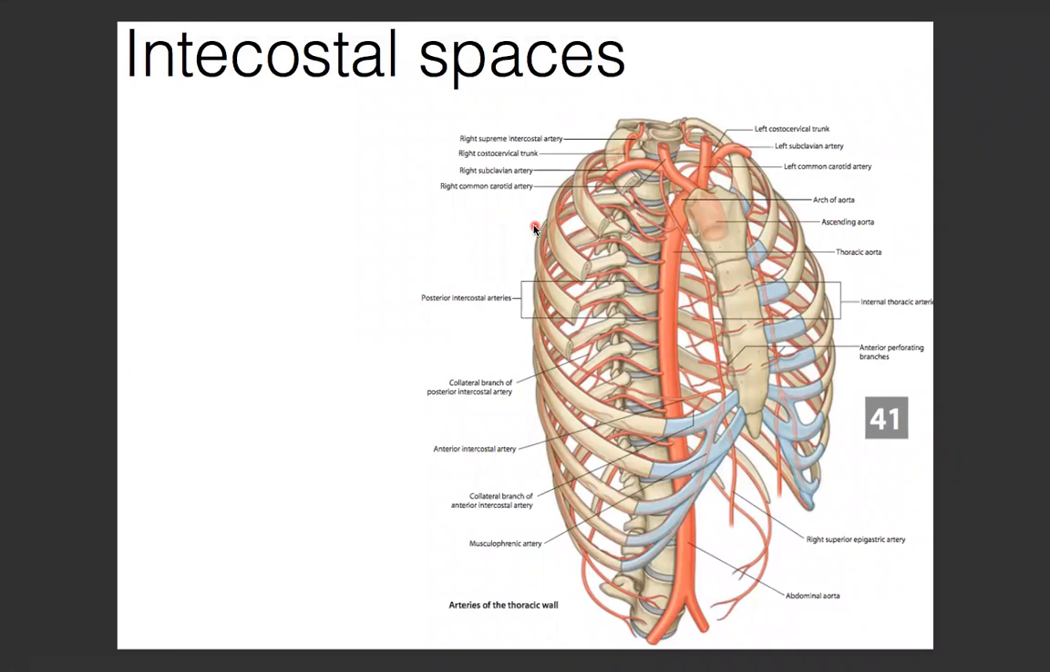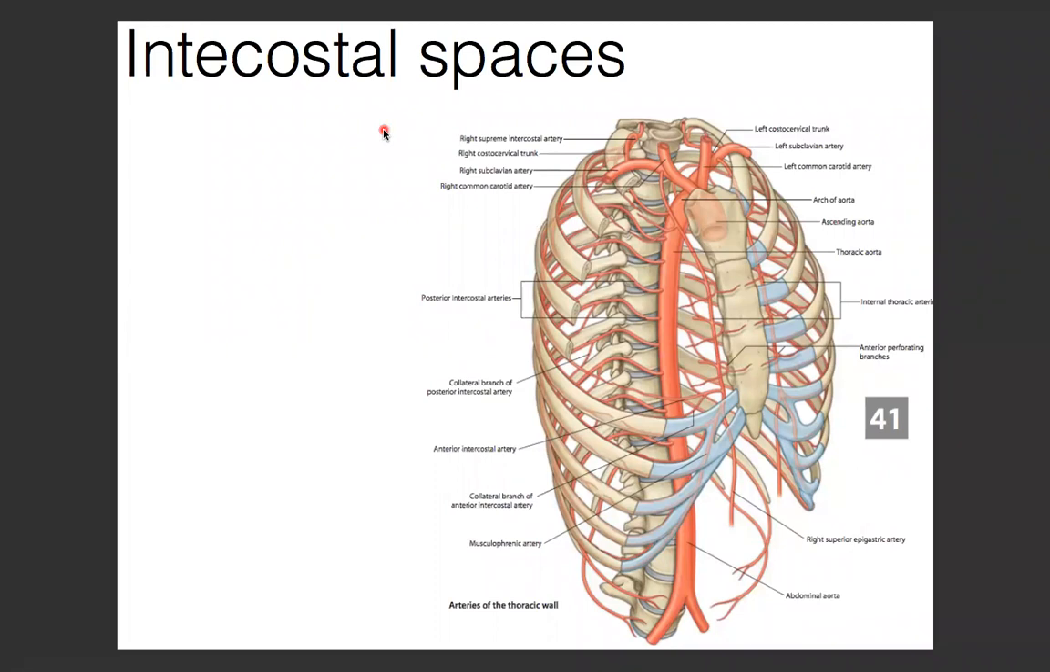Next, we have the intercostal spaces. Again, the questions aren't that much about it, but it's good to remember it. You need to remember where the veins, arteries and nerves come from. Usually it's the arteries, the blood supply of the intercostal spaces, that's asked about. The rest is not that much.